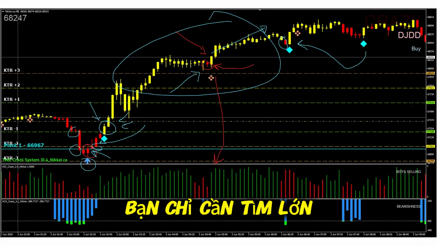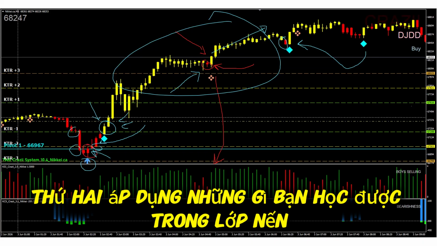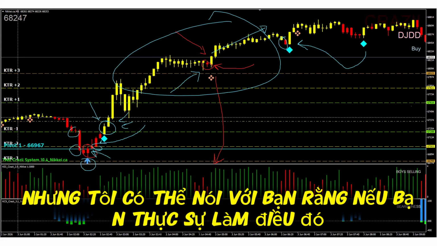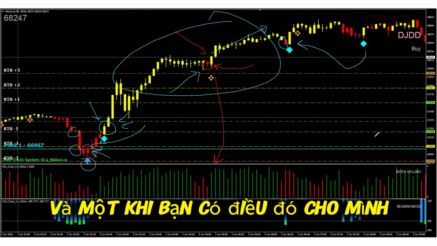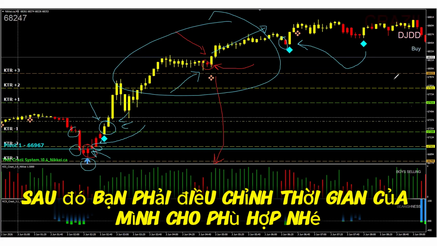You just have to find the big candlestick that's available on your chart. Second, apply what you learned in the candlestick class. It's very difficult for me to explain again one more time, but I can tell you that if you actually do that, you are very safe. And once you have that, if you are going to be late or anything, then you have to adjust your timing accordingly.